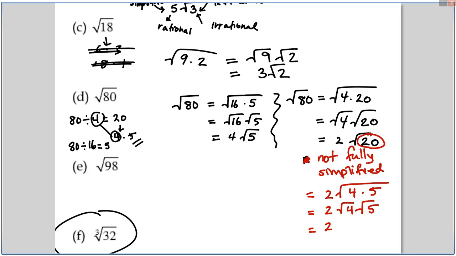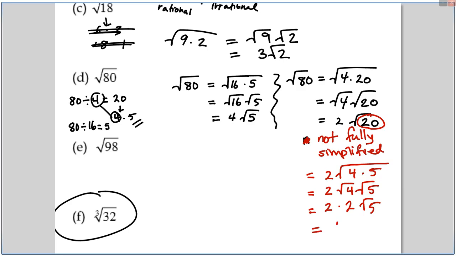Okay, so then square root 4, what's square root 4? Look on the list. 4 goes with 2. And then you simplify the outside. What's 2 times 2? 4 root 5. So see how you end up at the same spot?